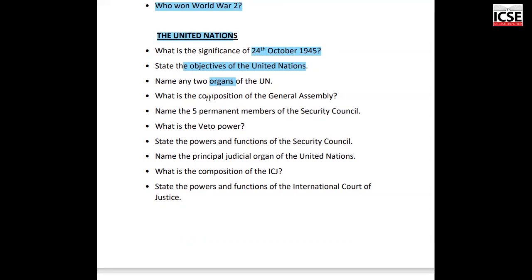What is the composition of the General Assembly? Important question. 193 members in the United Nations today. So all those 193 members are part of the General Assembly. The last country to become a member of the United Nations was South Sudan. Then very important, what is the composition of the Security Council? It has 5 permanent members and 10 non-permanent members. So 5 permanent members, A, B, C, F, R. If you can remember this, A, B, C, F, R, that is America, Britain, China, France, and Russia.